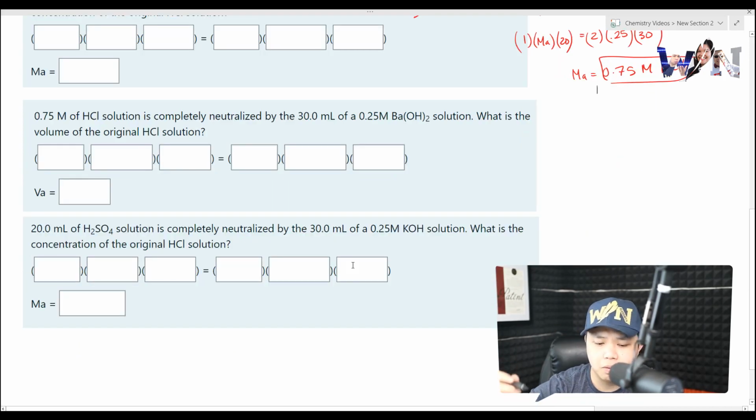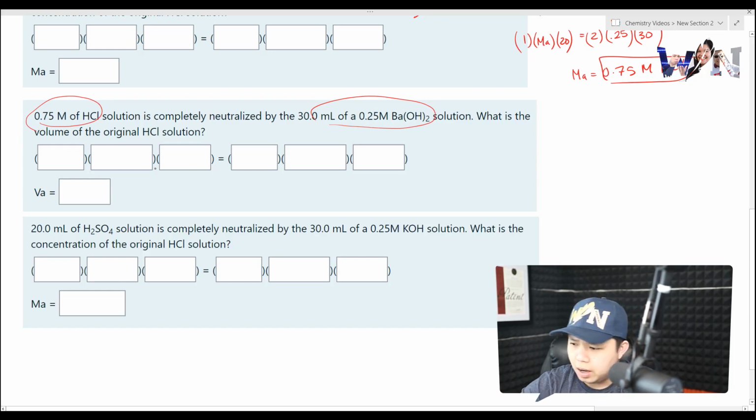Now let's try another problem. Very similar situation, but in this case we are given the molarity of HCl, neutralized by the same base again. So what is the volume? As you can see, this is the same problem, and we should expect our volume to be 20 milliliters because it's the same problem. In the other problem we solved for molarity, in this problem we solve for the volume. So let's plug it in.